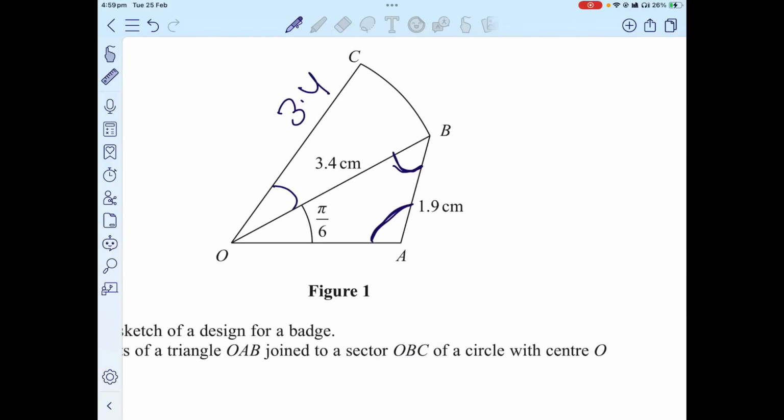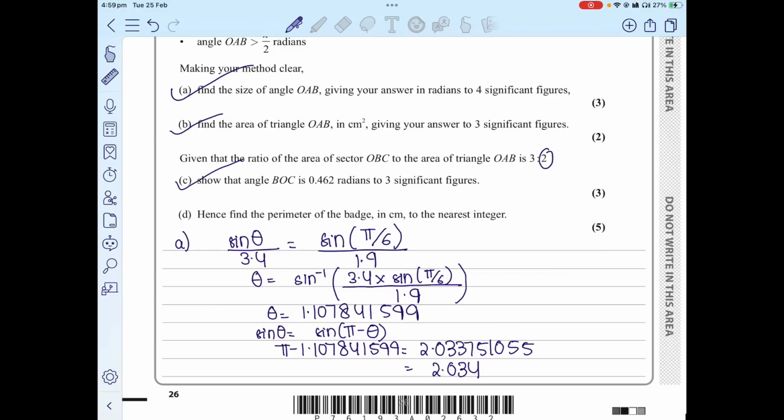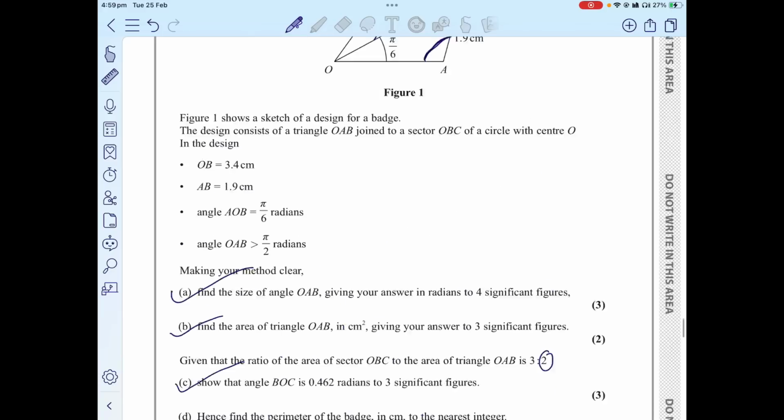So using that I found the whole value and then I found the area of this because this is 3/5 of that whole value. And to find the area of this sector, it's half r squared theta. I know the value of half, I know the value of r squared, which is 3.4 squared. I can easily find theta with that. Hence find the perimeter of the badge in centimeters to the nearest integer.